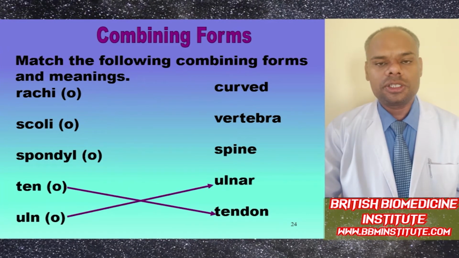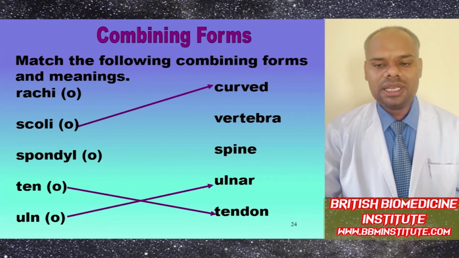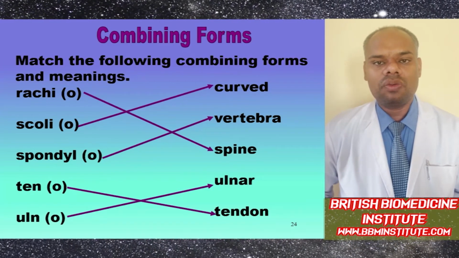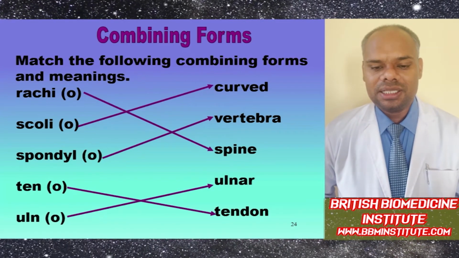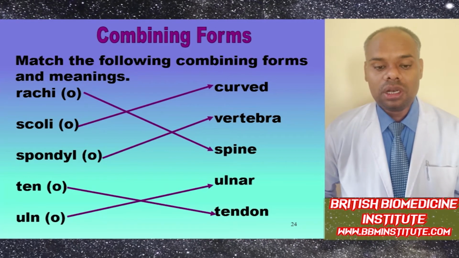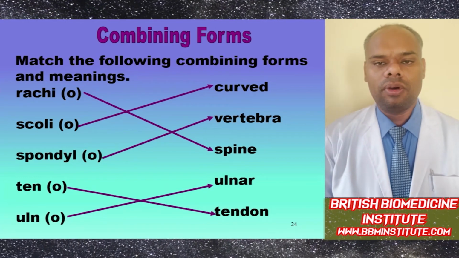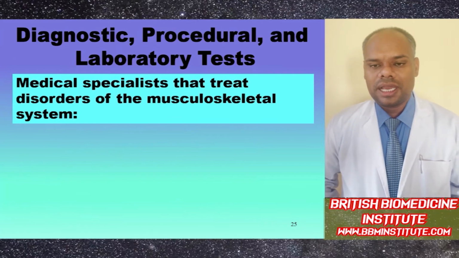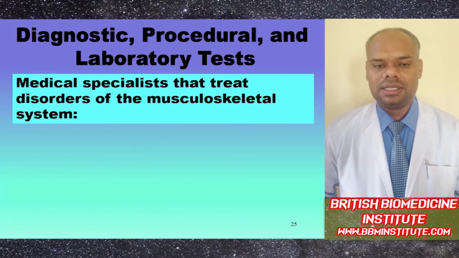Rachis is your spine. Scoli is your curved. Spondyle is your vertebrae. Ten is your tendon, and ul is your ulnar bone. So now comes the diagnostic, procedurals and laboratory tests.